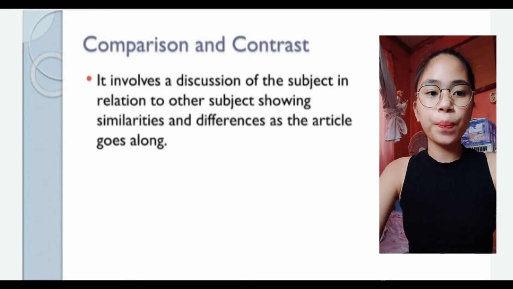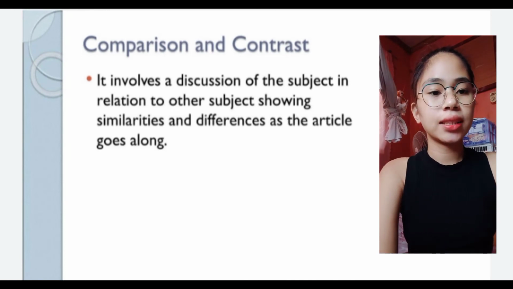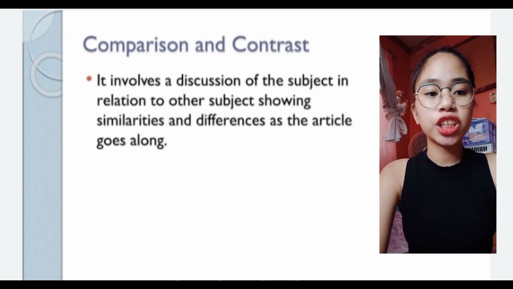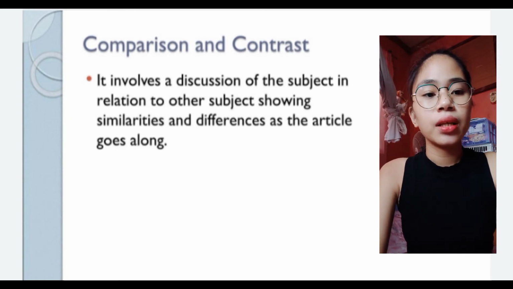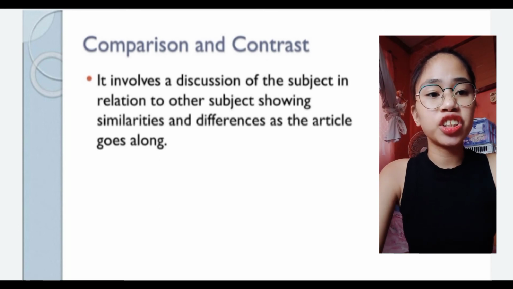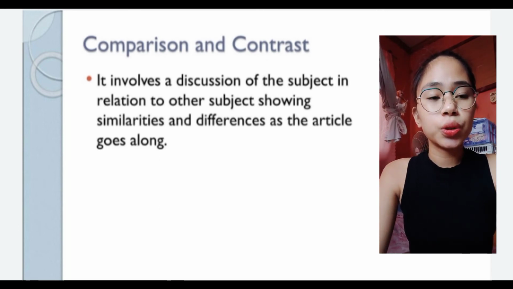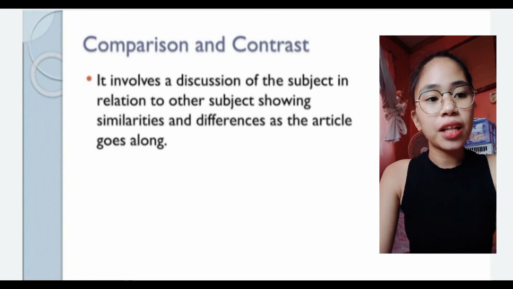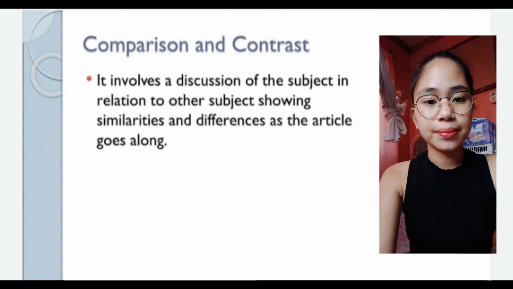The next is comparison and contrast. It involves a discussion of the subject in relation to other subjects, showing similarities and differences as the article goes along. So, in short, comparison and contrast is when you need to present two or more subjects and write about their similarities and differences.